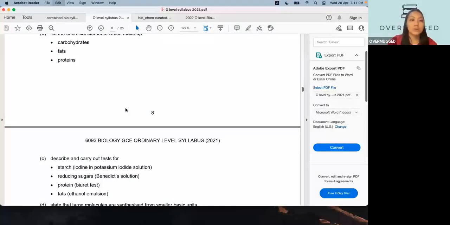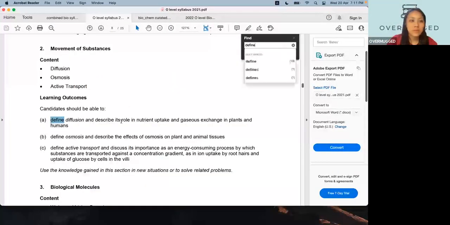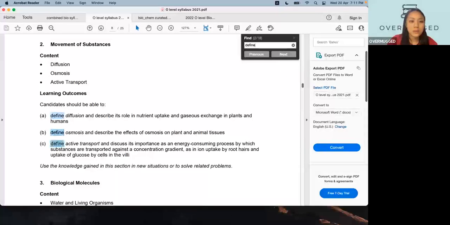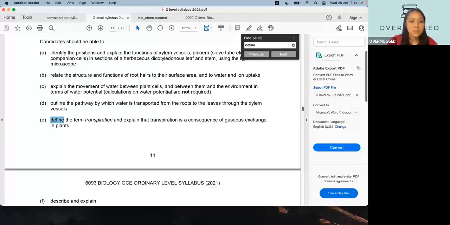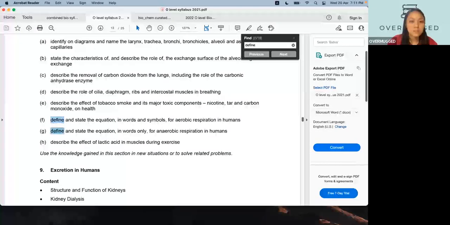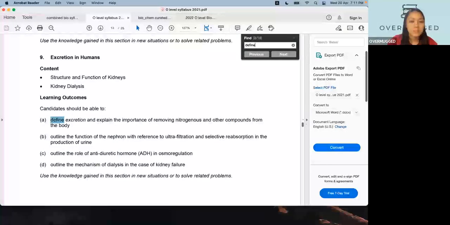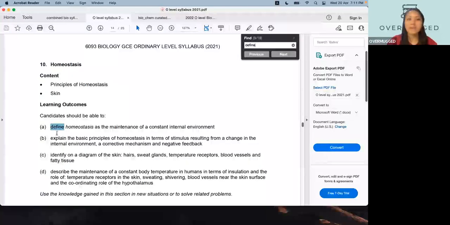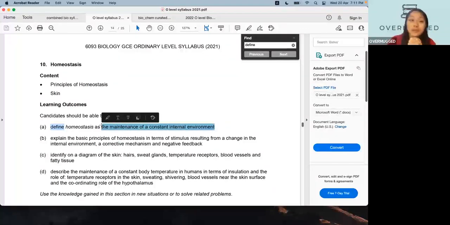For example, I'm going to try... Not this one, not this one. Like for example, define homeostasis as the maintenance of constant internal environment. It basically tells you what is the answer to the question 'define homeostasis', right? So this document is amazing. You should be using it to check for your understanding.